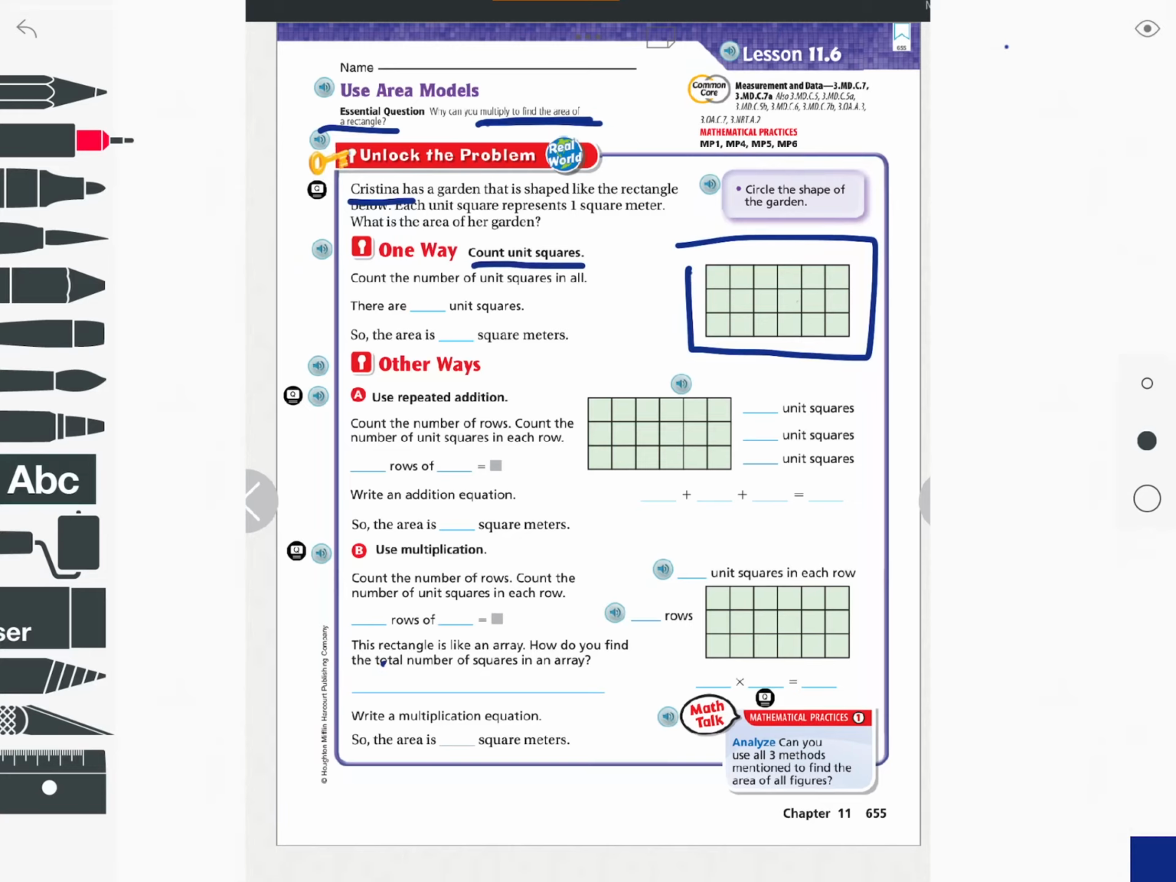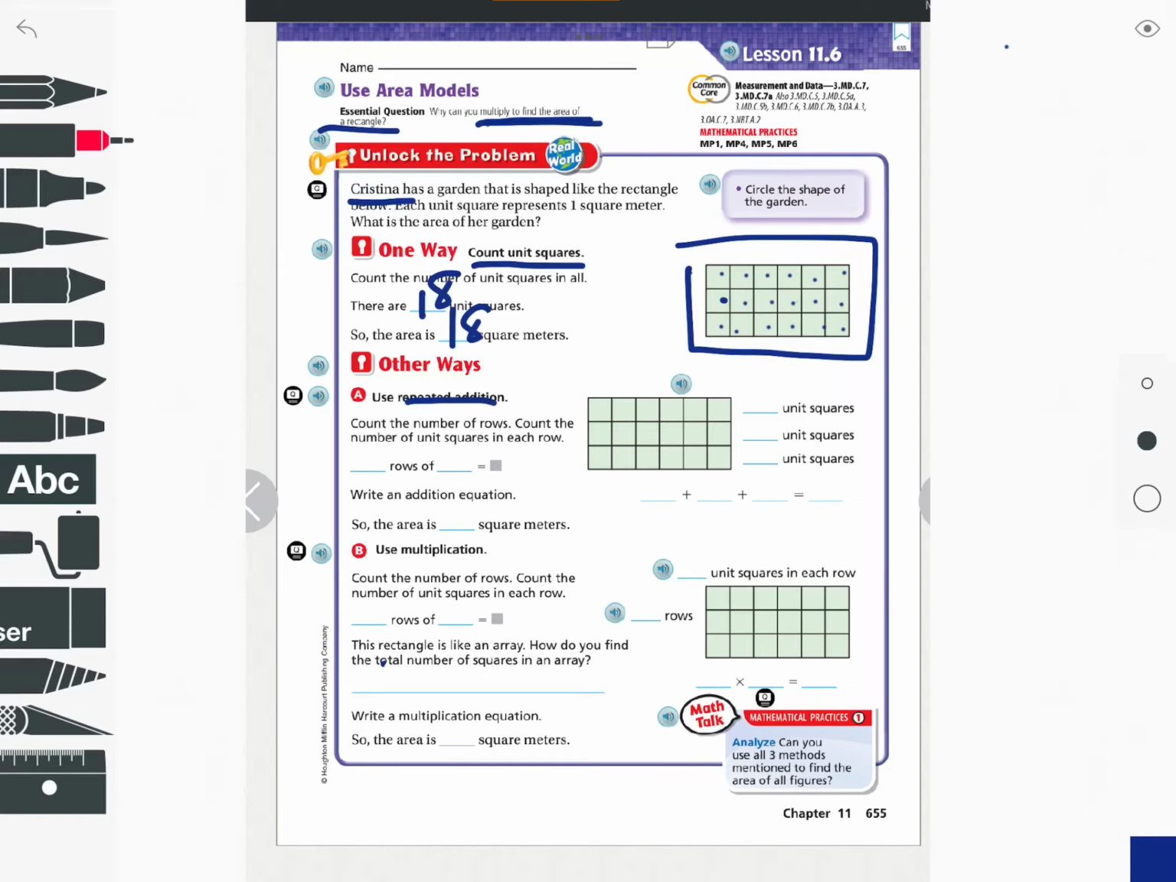So I know one way is to count the squares, right? I can do 1, 2, 3, 4, 5, 6, 7, 8, 9, 10, 11, 12, 13, 14, 15, 16, 17, 18. There are 18 unit squares, so there are 18 square meters. That is the area. Another way is to use repeated addition.